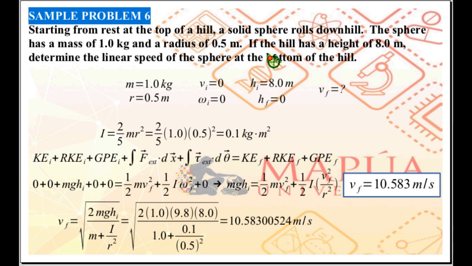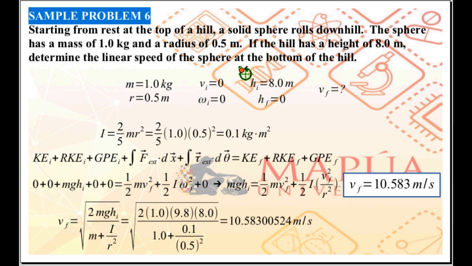The motion of the sphere starts from the top of the hill going down to the bottom of the hill. So initial case, top of the hill. Final case is bottom of the hill. At the top of the hill, the sphere is at rest, starting from rest. So initial speed is 0. Initial angular speed is 0. Initial case at the top of the hill, 8 meters above the bottom of the hill in terms of vertical height.